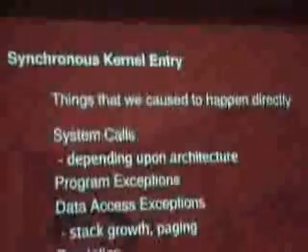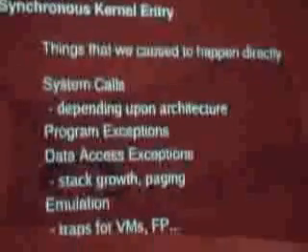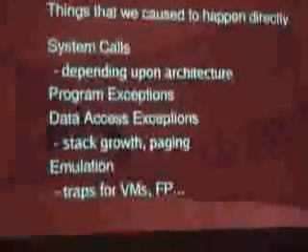Okay, synchronous kernel entry. We already mentioned system calls. What else can happen? Various program exceptions could occur. I could try to access some memory that was plainly not my memory. My program's going to segfault, it's going to crash. The kernel's going to have to handle that while the program's running.